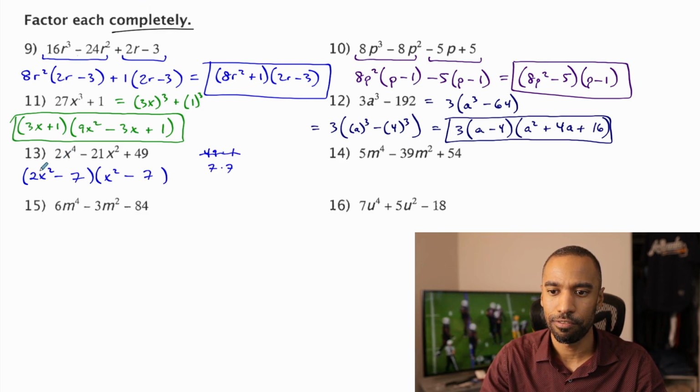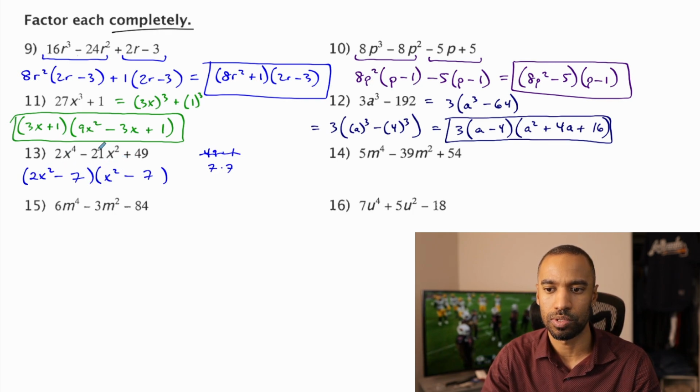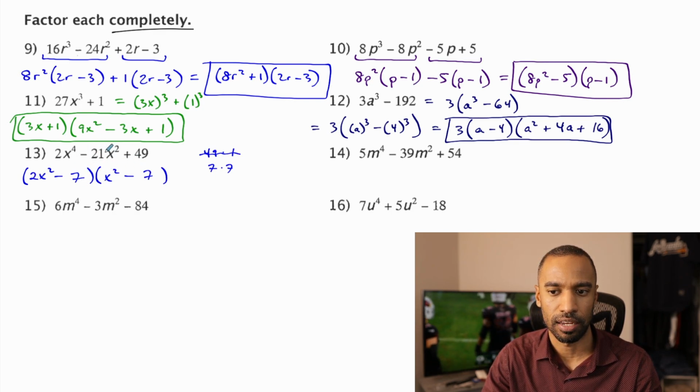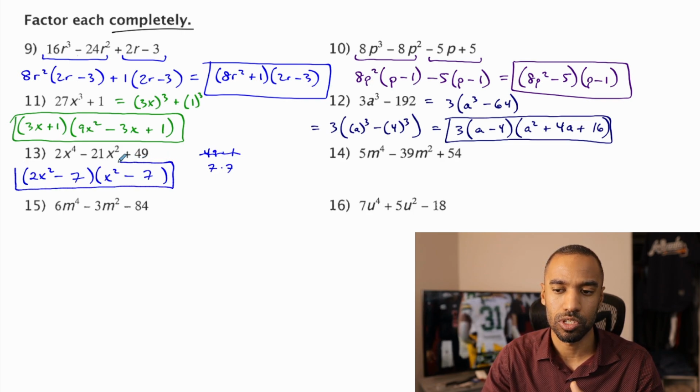So we got negative 14 minus 7. And when I say negative 14, I mean 2 times negative 7. And when I say minus 7, I mean negative 7 times this invisible 1. So negative 14 minus 7 is negative 21. Hey, there's the factorization.